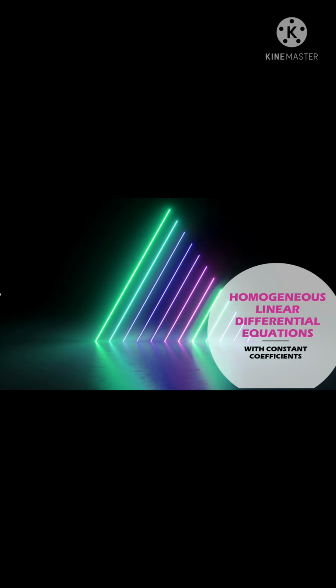So first of all, we have to know what is the general form of the homogeneous linear differential equation. When the equation is in the form of a d square y by dx square plus b dy by dx plus c into y equals to 0, then the equation is said to be homogeneous linear differential equation of second order.